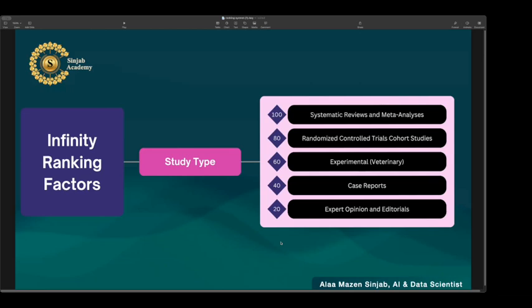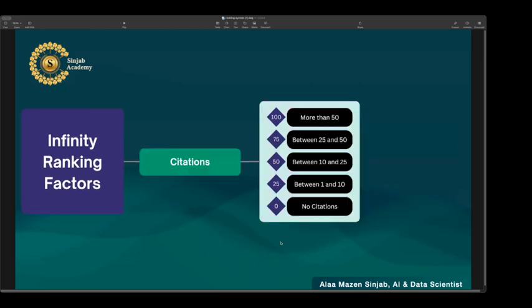Okay, the third category: citations. If a study has more than 50 citations, we give it 100, between 25 and 50, 75, and so on. We go down the list. If it has no citations, we give it a 0. References, exactly the same way. More than 50, 100, and we go down the list.